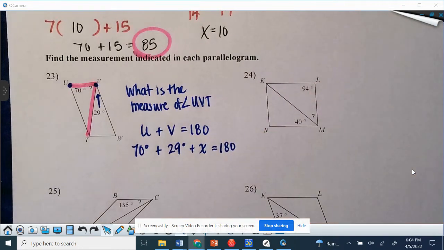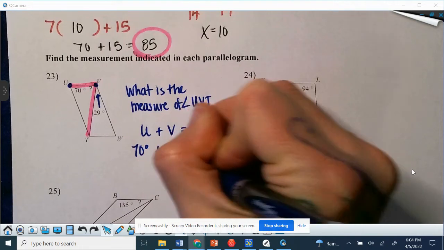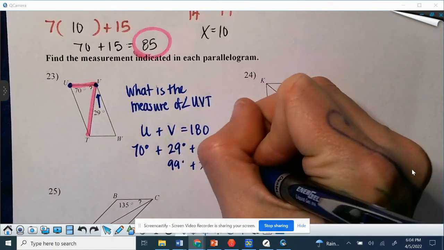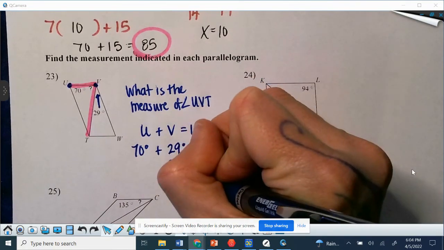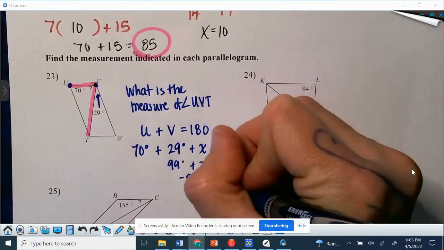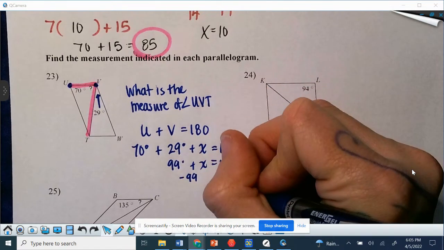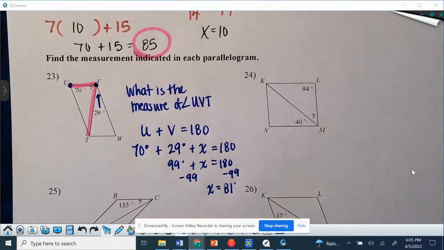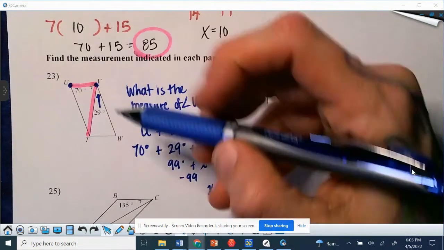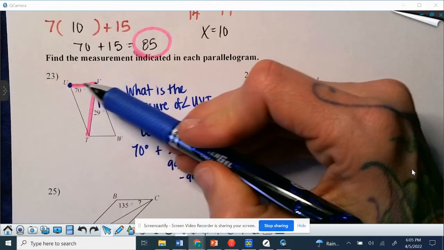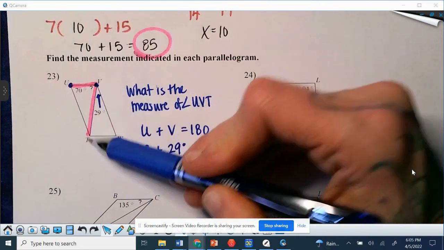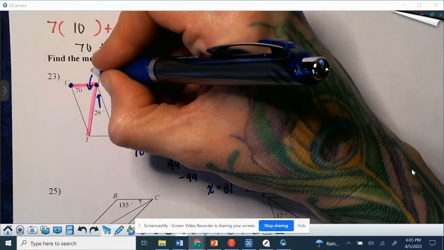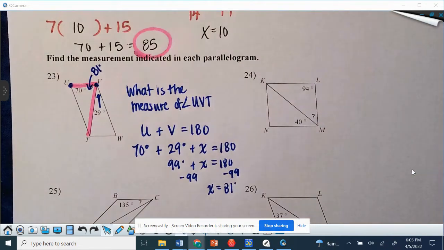So 70 plus 29 is going to be 99. We need to solve for x, so we're going to subtract 99 from both sides. And so x is going to equal 81 degrees. So that means UVT, not angle V, don't call it angle V, because there's two angle V's. UVT is 81 degrees.